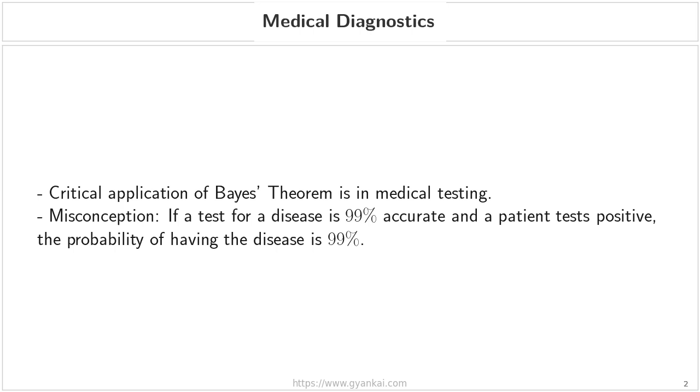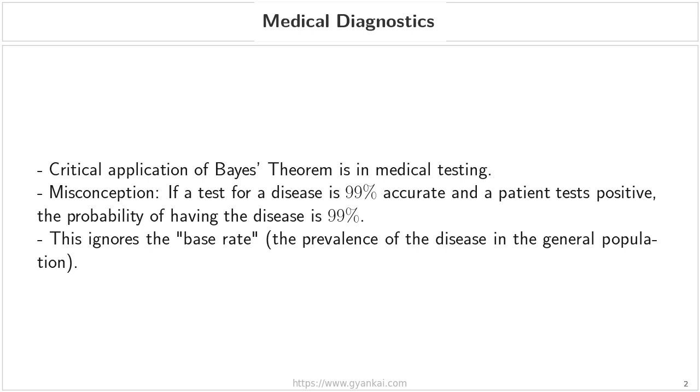Imagine you are told that a specific diagnostic test for a disease is 99% accurate. If a patient receives a positive test result, the natural, intuitive reaction is to assume there is a 99% chance they actually have the disease. However, as we are about to see in our next example, this logic is often flawed. The reason is that this assumption completely ignores what we call the base rate, which is simply how common or rare the disease is in the general population. To understand why this distinction is so vital, let's move on to our first worked example involving a rare disease.